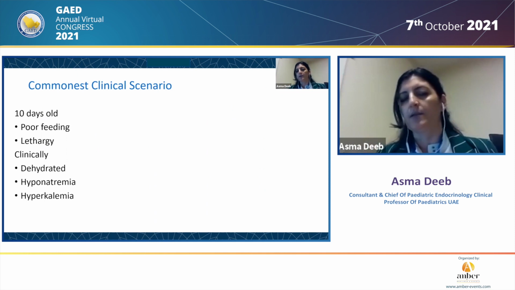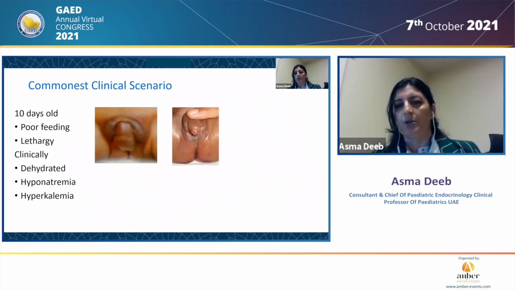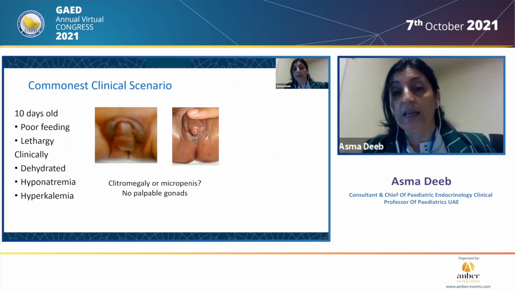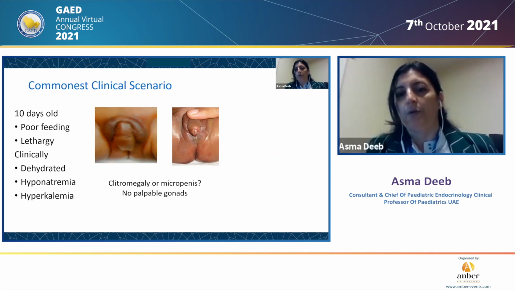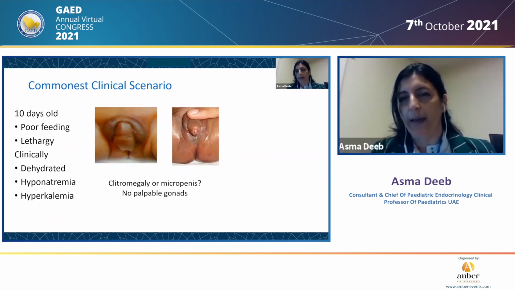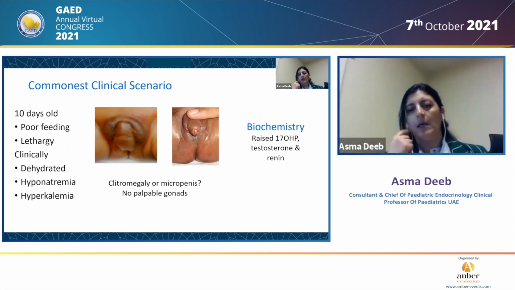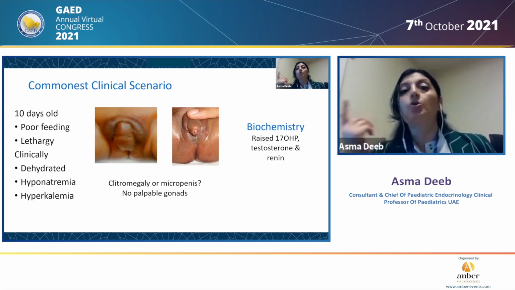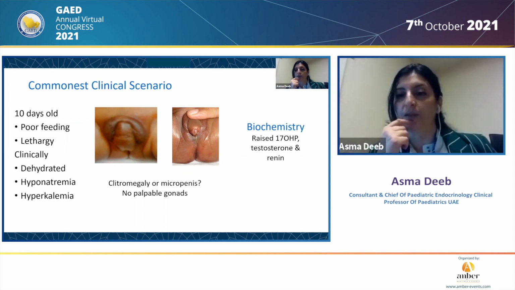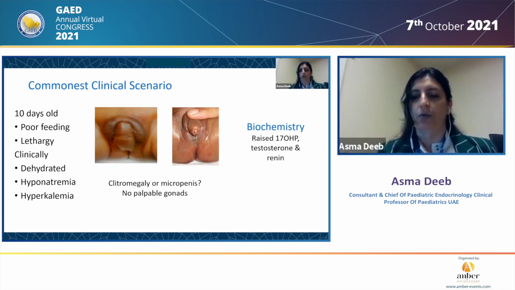So this is a 10 days old baby who presents with poor feeding, lethargy, looking dehydrated, hyponatremic, and hyperkalemic. On examination, this baby has ambiguous genitalia, so we don't really know whether to call this clitoromegaly or micropenis. Our initial impression is not backed up by palpable gonads, which makes decision on clinical impression quite difficult. Biochemistry in this disease presentation will show a raised 17-hydroxyprogesterone as well as raised testosterone and renin.